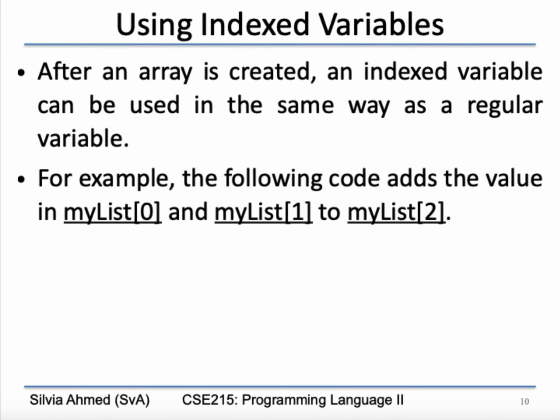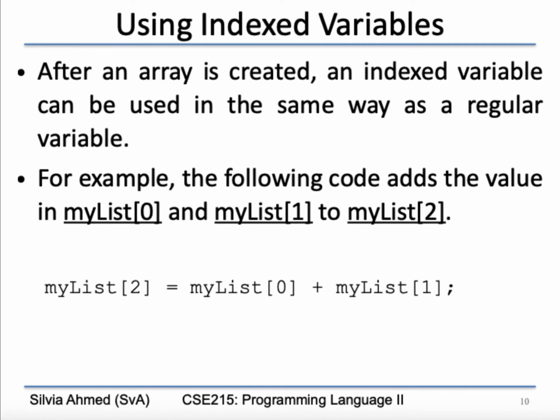After an array is created, those indexed variables can be used in the same way as a regular variable. That means if we want to add two elements of the array, we will simply write like this: mylist[0] plus mylist[1]. What it does is it takes the 0th element from mylist and adds it with the 1st element of mylist. So that will be simply an addition of two double variables, and the result will be assigned to the second place of mylist.